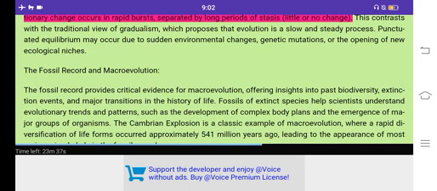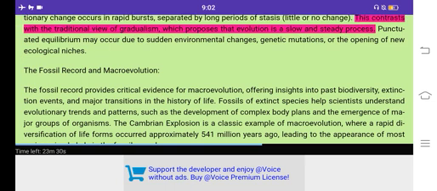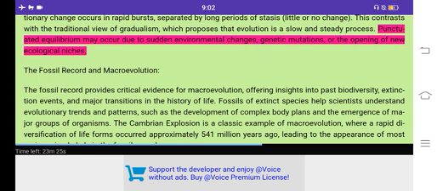Punctuated equilibrium is a theory proposed by Stephen Jay Gould and Niles Eldredge, suggesting that evolutionary change occurs in rapid bursts, separated by long periods of stasis, little or no change. This contrasts with the traditional view of gradualism, which proposes that evolution is a slow and steady process. Punctuated equilibrium may occur due to sudden environmental changes, genetic mutations, or the opening of new ecological niches.